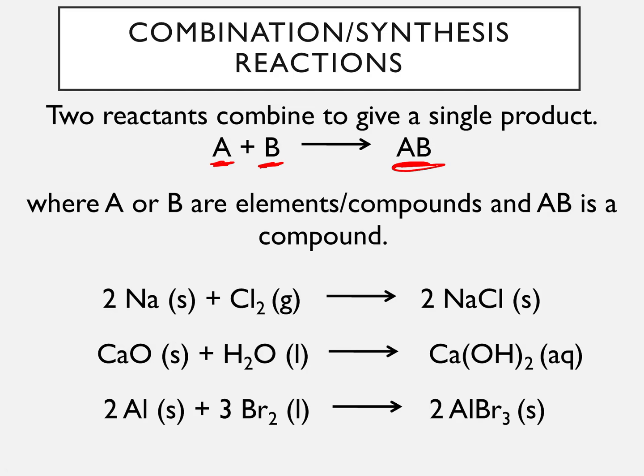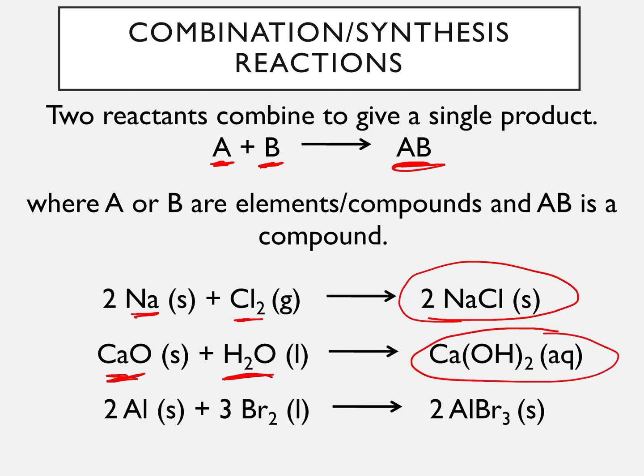So like in this first example, we have 2 elements, right, sodium and chlorine, that are bonding together to make a compound. And we're always going to end up with a compound on the right-hand side. Here, we have 2 different compounds, or 2 different molecules, right, that are forming together to make a compound. But again, it's just 2 things coming together to make one thing. Same thing here, we have 2 elements that are reacting together to make one compound. So for all of these, we have 2 things combining to make one thing.